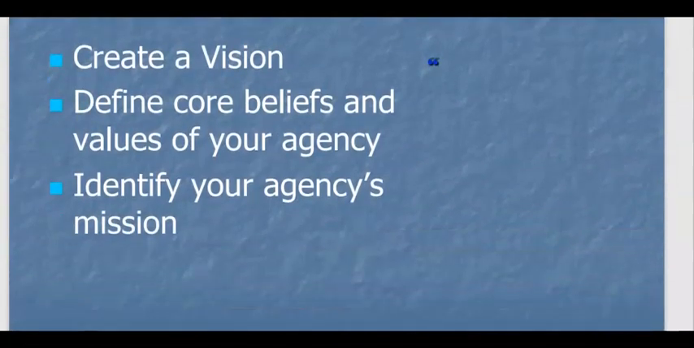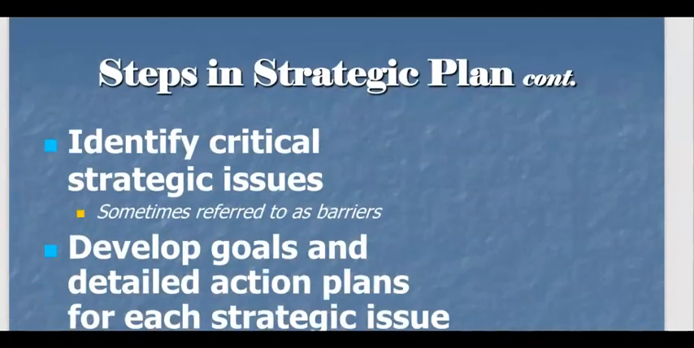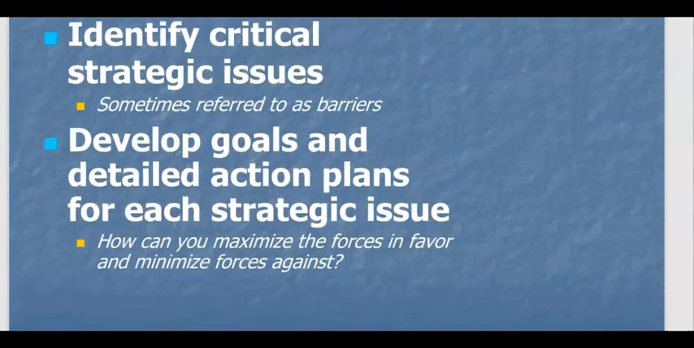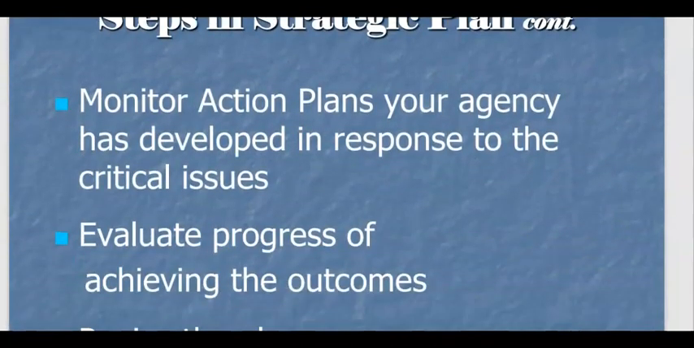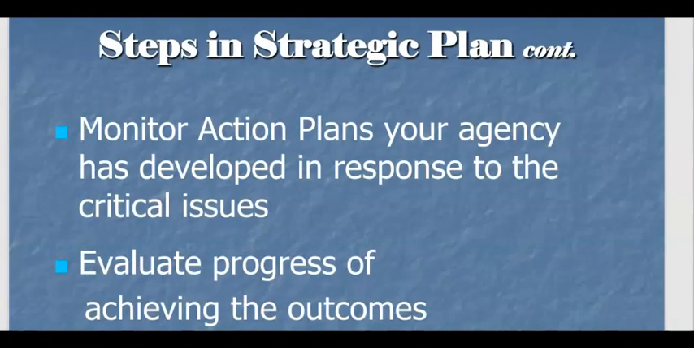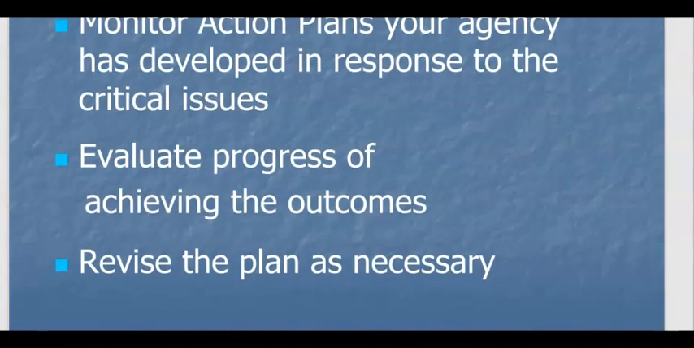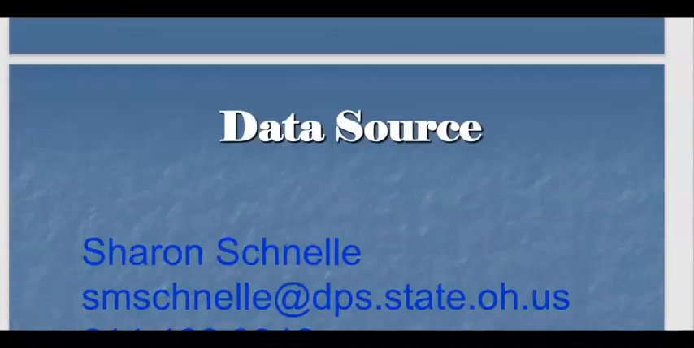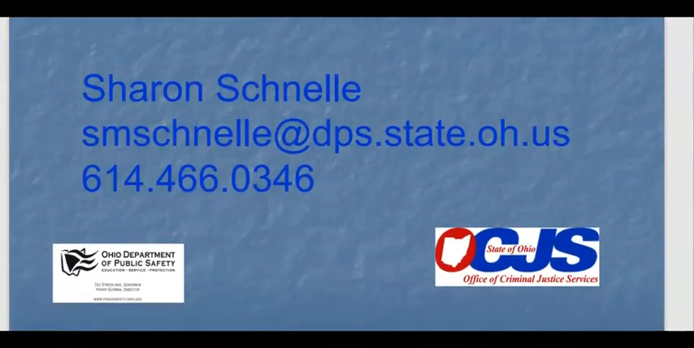Other steps, again, creating a vision, defining core beliefs and values, and identify your agency's mission as we identified before. Look at critical strategic issues and develop goals and detailed action plans for each of those strategic issues. Steps in strategic planning continued. Monitor the action plans your agency has developed in response to the critical issues. Evaluate progress and revise the plan as needed. And this is a data source for the development of strategic planning.